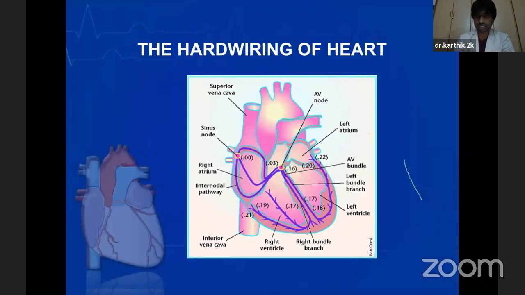To understand the ECG, we should know a little about the hardwiring of the heart, or the electrical circuits of the heart. As we know, the heart has 4 chambers, the 2 atria and the 2 ventricles, right and left each. There is a sequential flow of blood from the atria, the upper chambers, to the ventricles, the lower or pumping chambers.